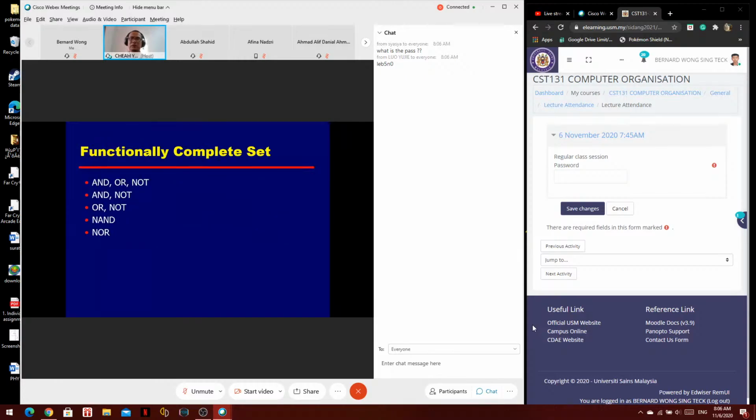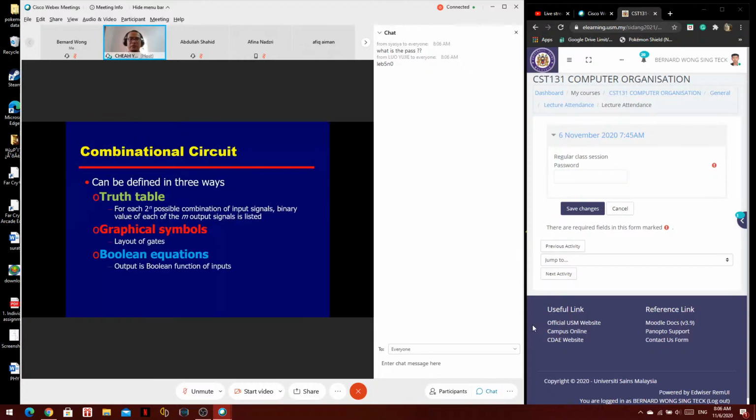Going back to our slide again. So a truth table is one possible way. Another way is to show graphical symbols. That means we draw all the gates, all the gates connected to each other, and that shows the circuits. And then that combination of circuits will express the overall function that we want to show.